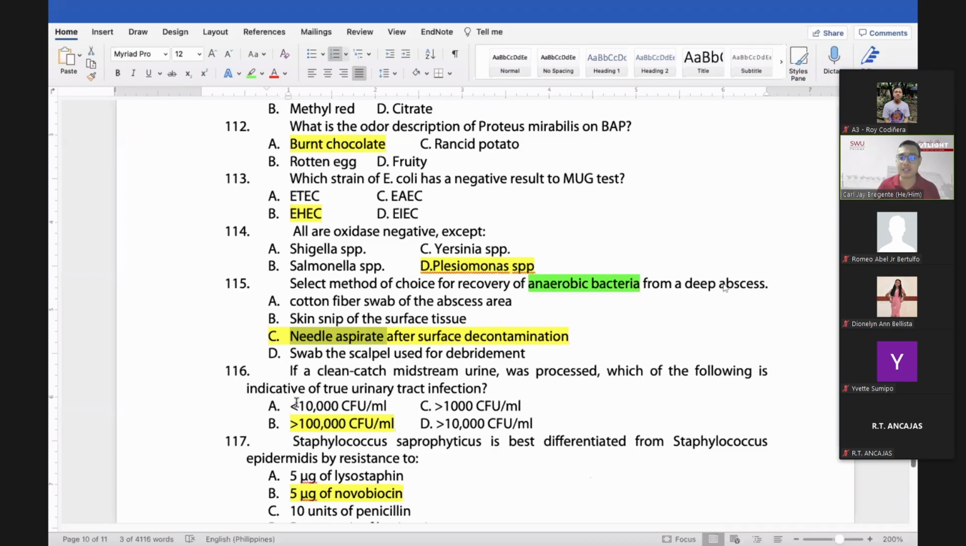116, if a clean catch midstream urine was processed, which of the following is indicative of true UTI? So, at 100,000, that is the true UTI class. If it is E. coli, it should be more than 100,000 colony count. But if the isolate is Staphylococcus saprophyticus, it is the secondary causative agent of UTI. At least 10,000 colony forming units is considered important.